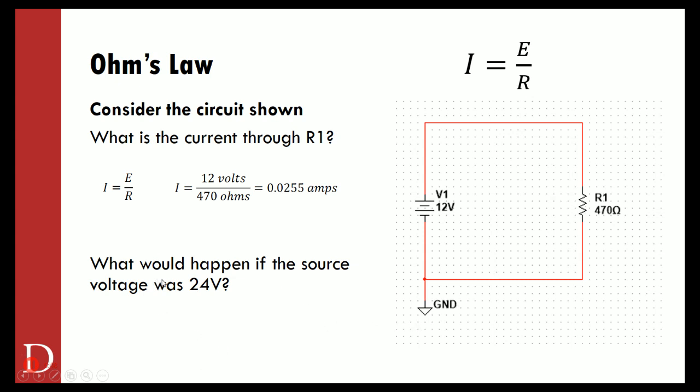Then I could ask them, what happens if the source voltage was 24 volts? Well, I still have I equals E over R, right? And everything else stays the same. Now I've got 24 volts divided by 470 ohms. So now my current doubled. By doubling the voltage, I doubled the current. Why? Because voltage and current are directly proportional, versus resistance, which is inversely proportional. So it gives my students and me a chance to see the calculations I'm going through.